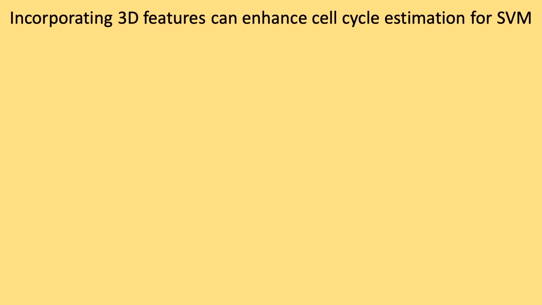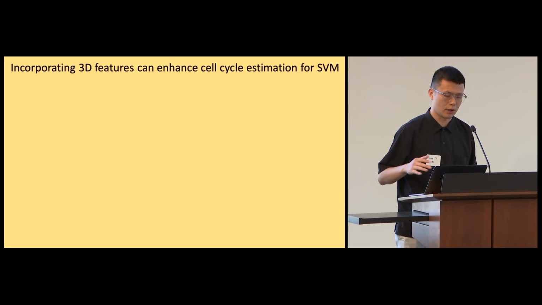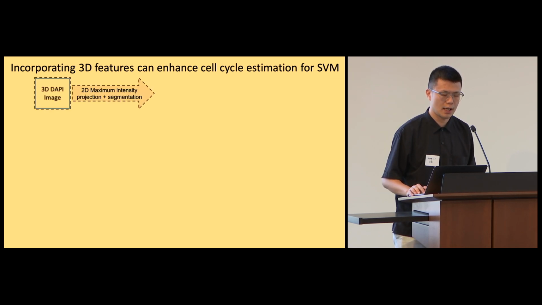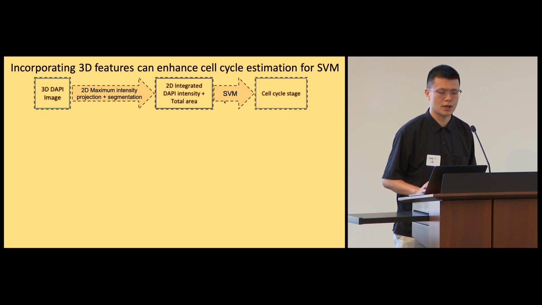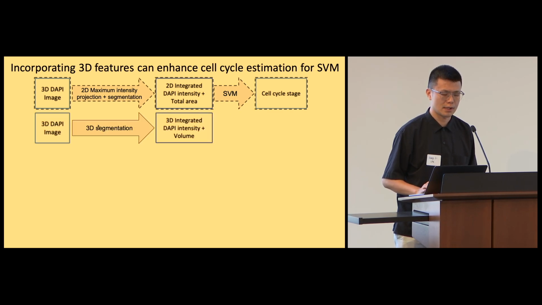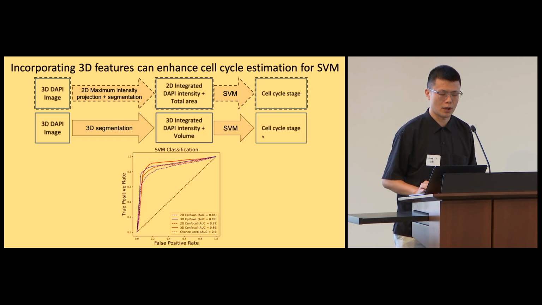One of the questions we have is whether we can incorporate 3D features to enhance cell cycle estimation purely from the SVM model. As an intermediate experiment, the original SVM pipeline goes from the 3D depth image, does the 2D maximum projection and 2D segmentation to get those two morphologic features, and trains an SVM to get cell cycle stages. So we proposed an intermediate experiment to do 3D segmentation and similarly extract two morphologic features, the 3D integrated depth intensity and the volume of the cell images, and train an SVM model to see how it performs.